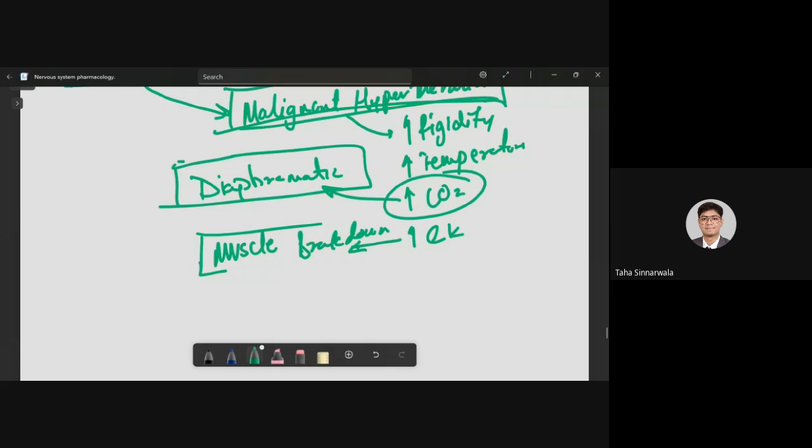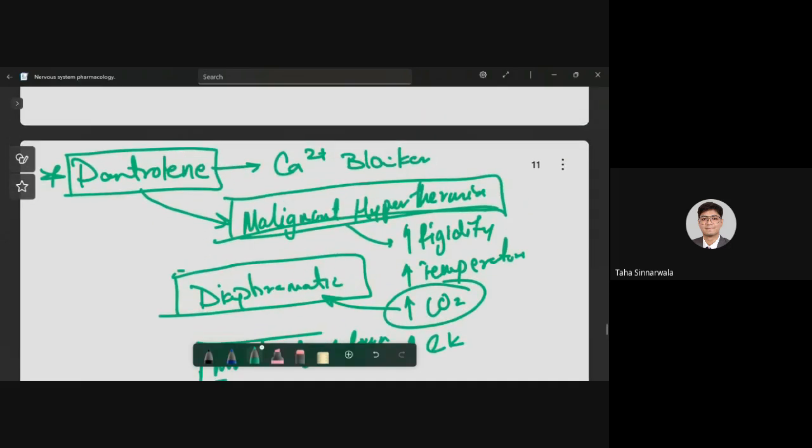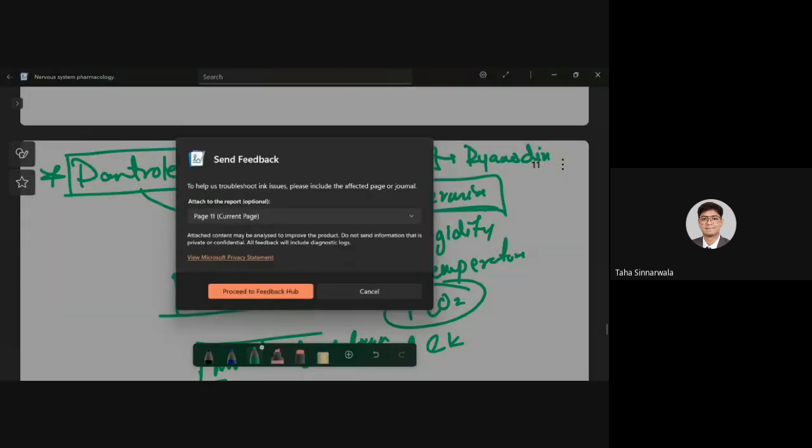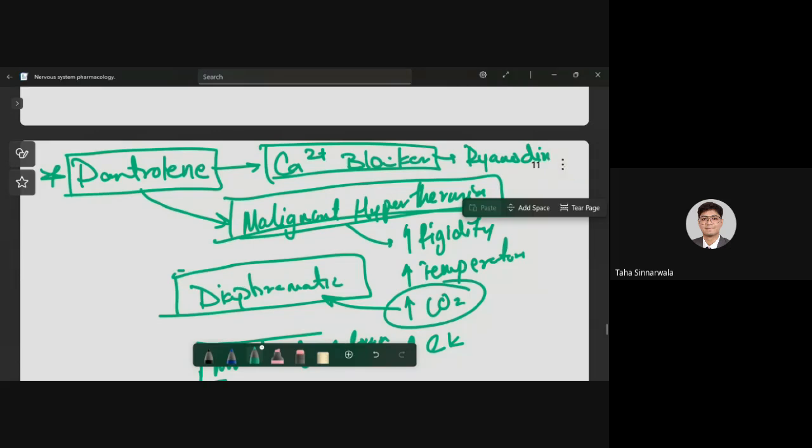Now we know what happens with symptoms in malignant hyperthermia and what we can use for treatment. We give dantrolene, which is a calcium channel blocker. And if you want to be more specific, it's a ryanodine calcium channel blocker. It doesn't allow me to write it here, so I'll just write it here: a ryanodine calcium channel blocker.